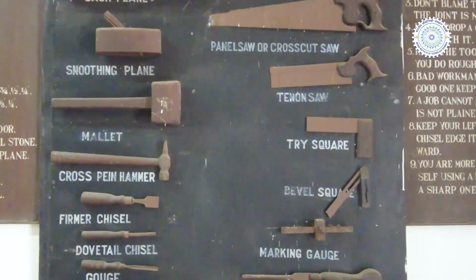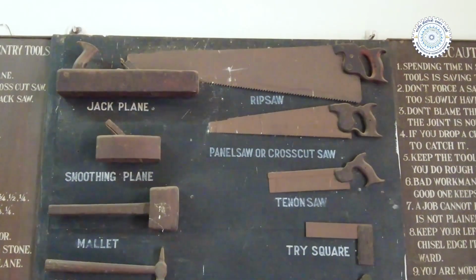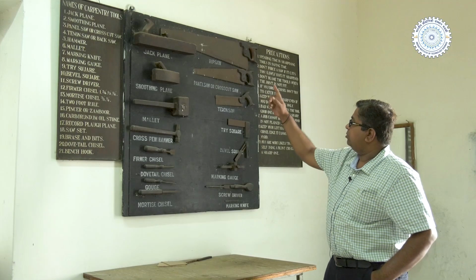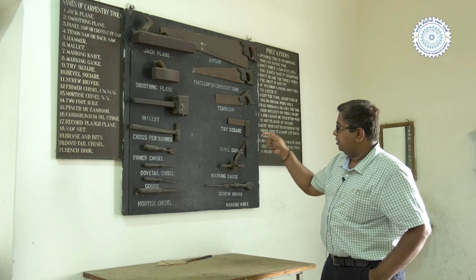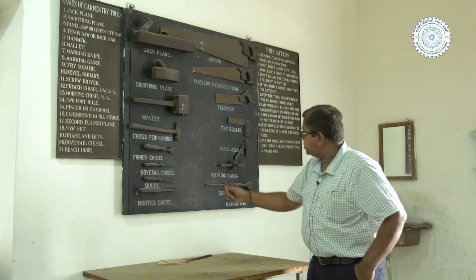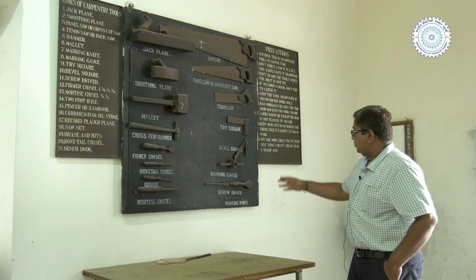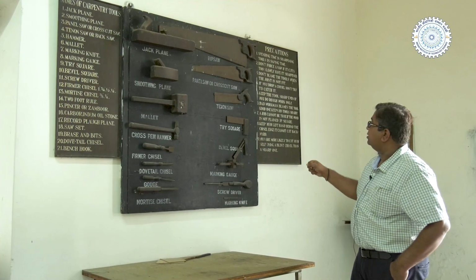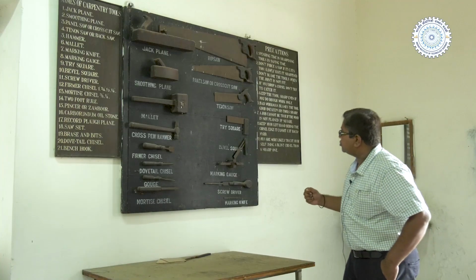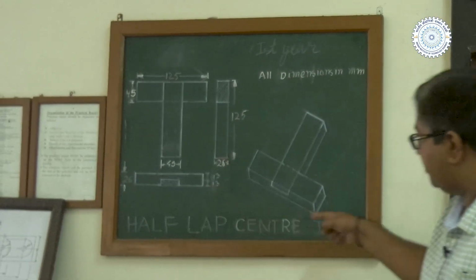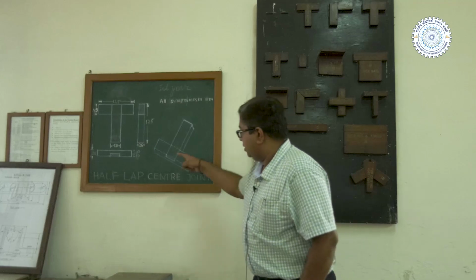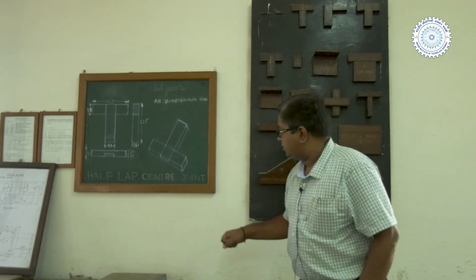Now look at these various tools used in the carpentry shop. We have jack plane, smoothing plane, mallet, cross-pein hammer, chisel, various types of chisels. Then we have marking gauges, screwdriver and various types of saws. So now you can see here the job which has to be prepared by the students. This is a half lap center joint.